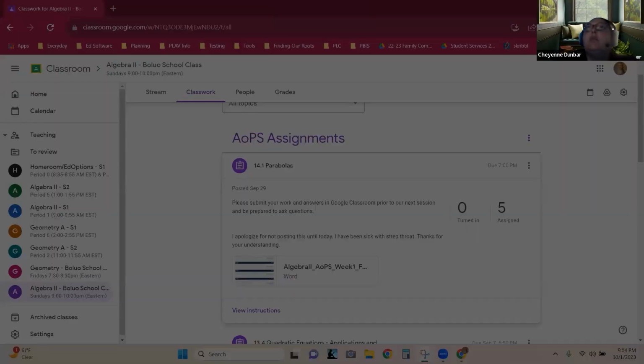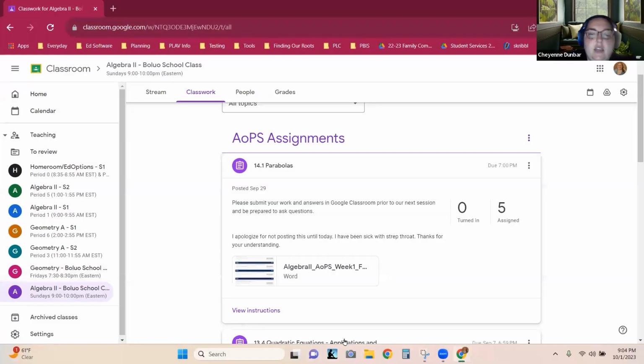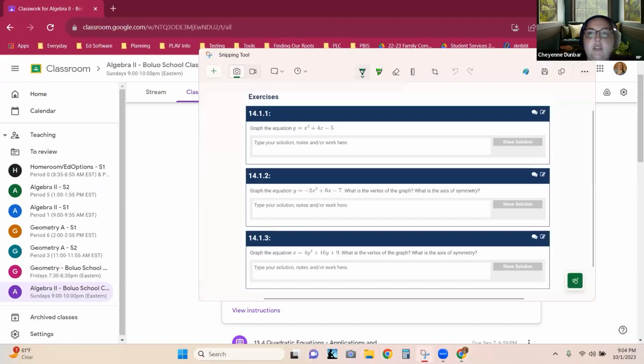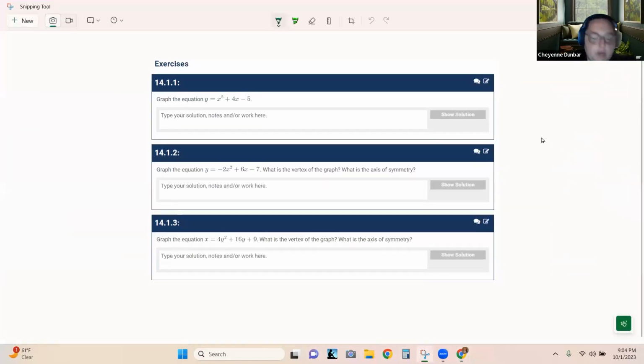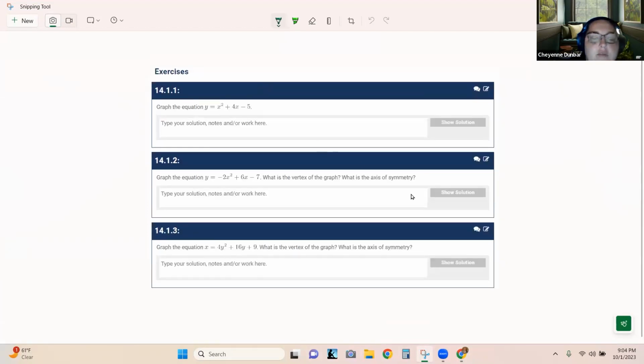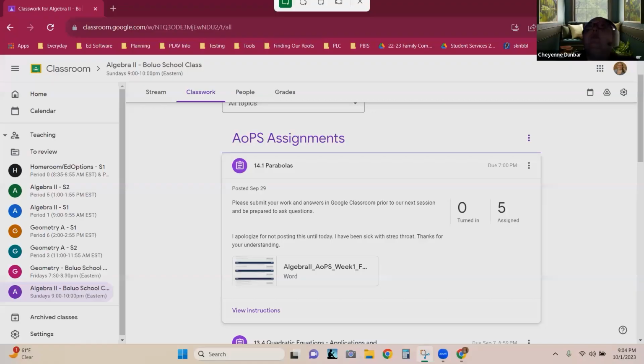So last time we talked about parabolas, and the first question that was part of the assignment, again, it was only 6 questions. The first one wants you to graph the equation y equals 2x squared plus 4x minus 5. I'm going to just do this one question at a time because I need room to draw.